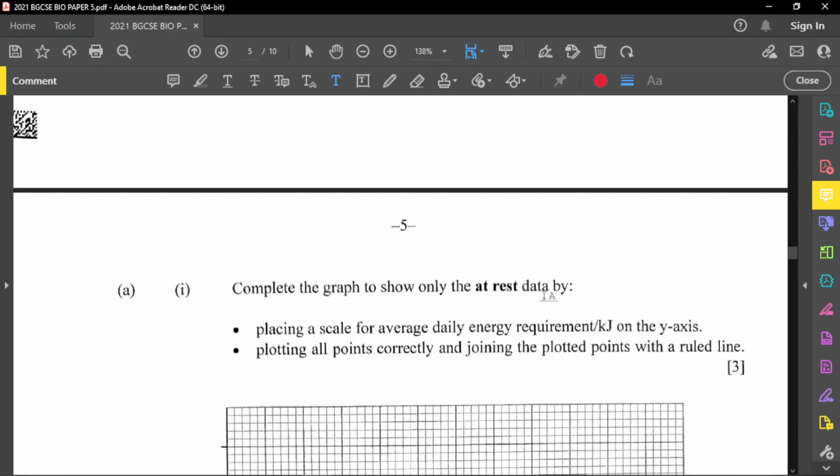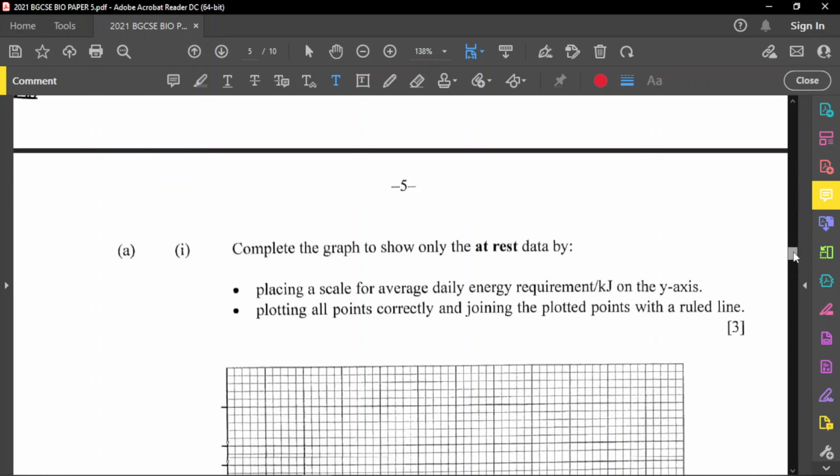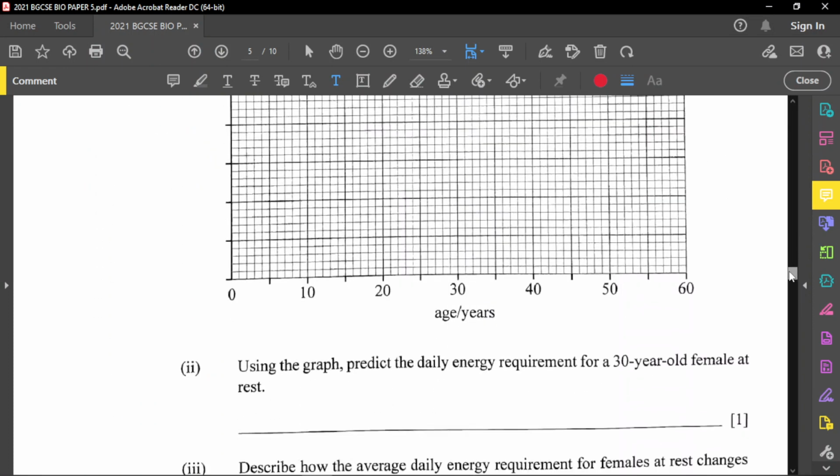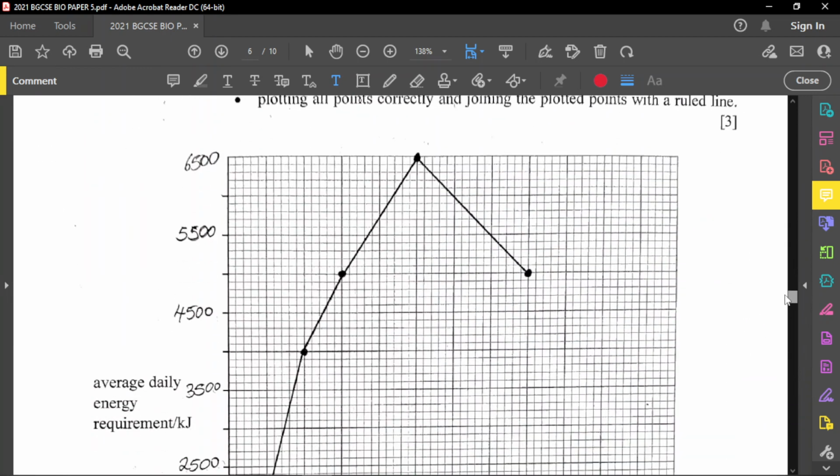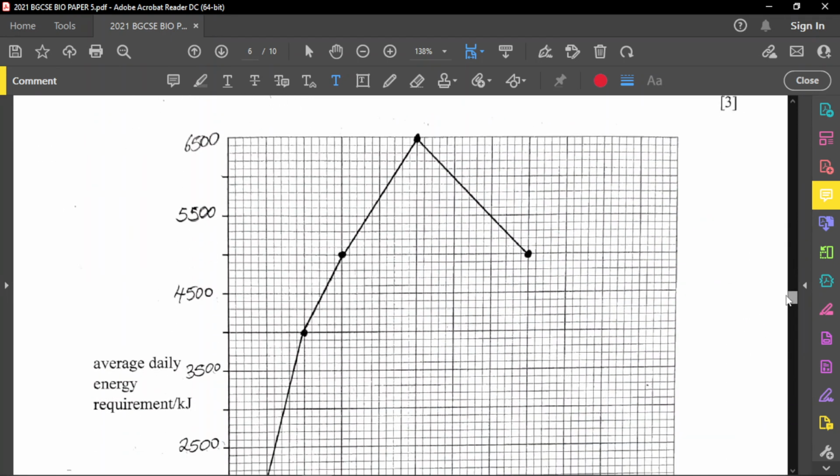Placing a scale of average daily energy requirement, which is in kilojoules, on the y-axis, and then you're going to plot all the points correctly and join the plotted points with a ruler. So we know what's going to be on our y-axis: the energy requirement, and we must use a ruler to join our points. I'm going to skip all of this and jump straight into showing you the one that was drawn.